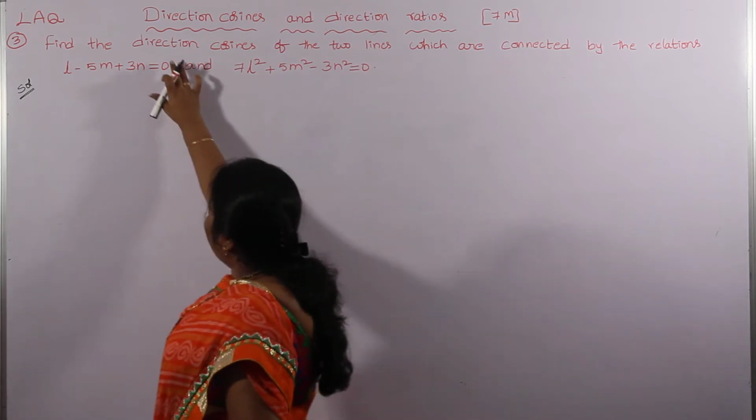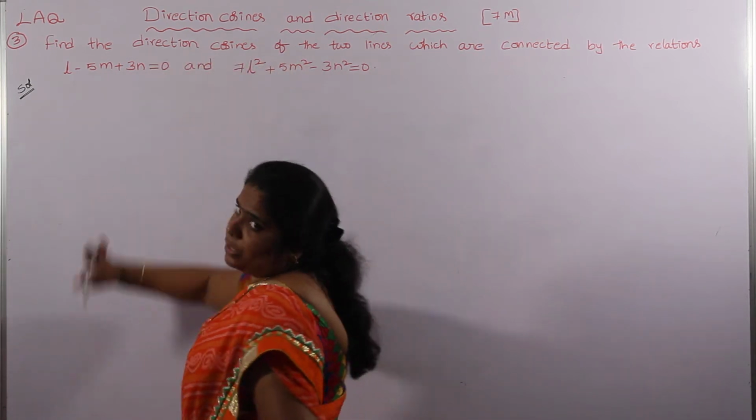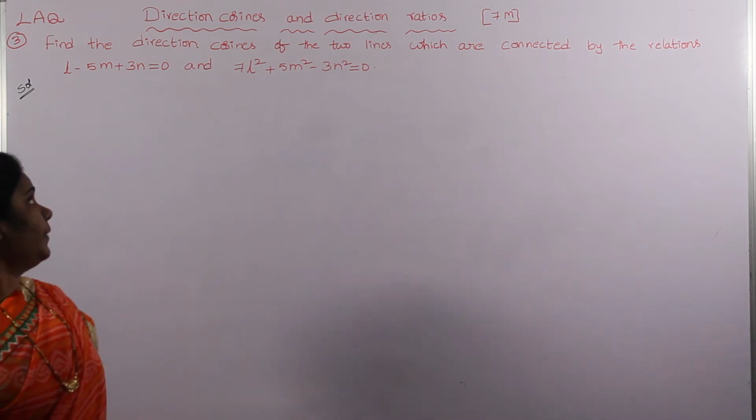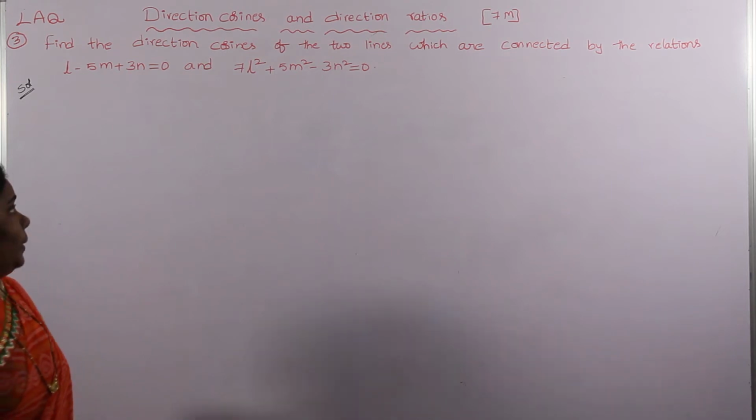Here in this problem they are asking to find the direction cosines only. They don't ask for the angle. Just to find the direction cosines. Okay. Now take the problem.